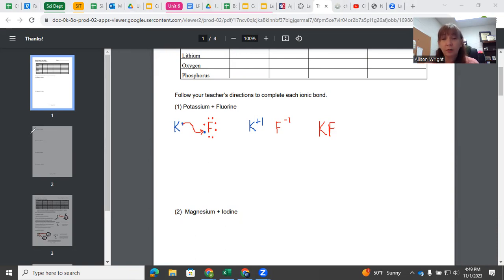Now, most of them are not going to be as simple as a 1-to-1 ratio like this. So you're going to have to draw out multiple of these ions or multiple of these atoms and draw multiple arrows showing where the electrons are going from and to. And in the end, I want you to make sure that you go ahead and write the formula of how many of each ion it takes to make a complete neutral compound.